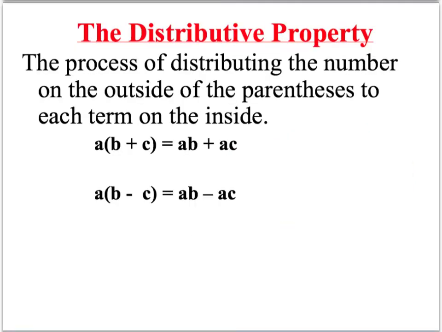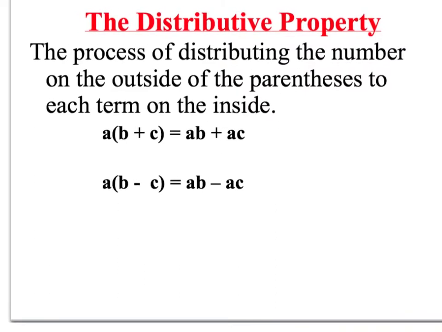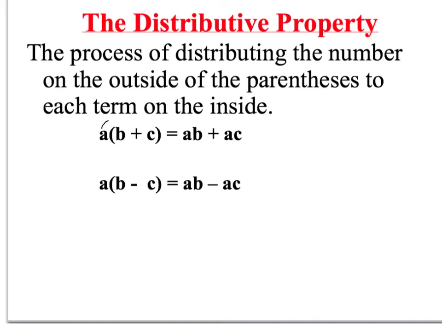Okay, so the distributive property is the process of distributing the number on the outside of the parentheses to each term on the inside. So for example, here we have A on the outside. So A times B, which is right here. The plus sign stays the same, A times C. Okay, here the same thing. We have A on the outside distribute to B. A times B, minus stays the same, A times C is here.